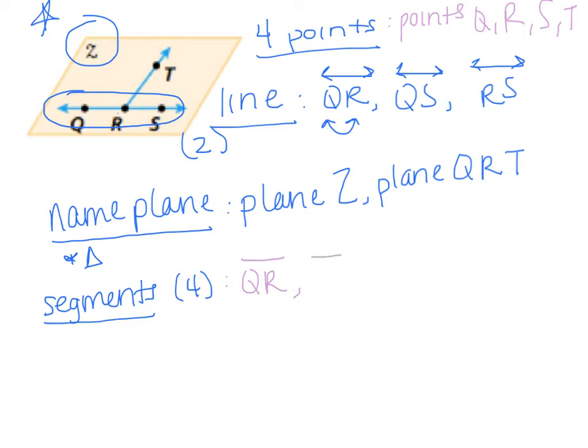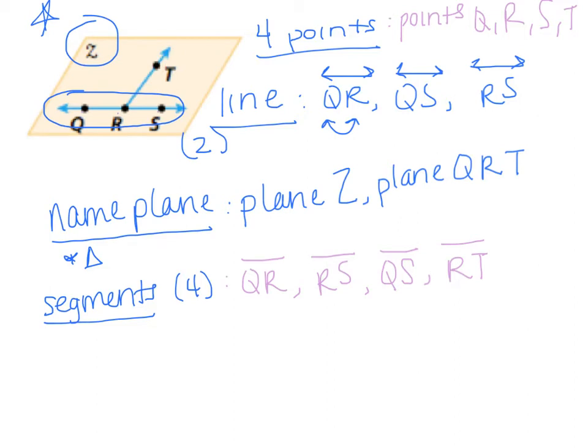Let's find another one. We can also do segment RS. There are 2 more. See if you can find the last 2 on your own. You should have found segment QS, because that is right in between here, and also segment RT, which is that point right in here, that segment right in there.